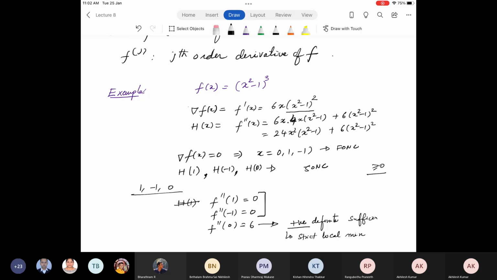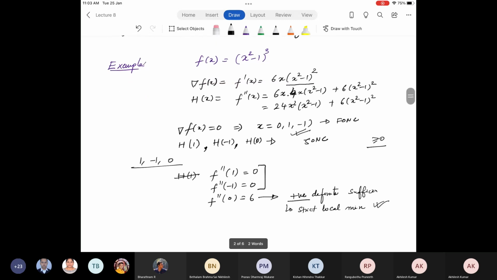So first of all, I want to highlight the difference between the necessary and sufficient condition. The necessary condition is only giving me candidates for local minimum. Do you understand? Whereas the sufficient condition is giving me the local minimum. Do you see the difference? Yes, sir.